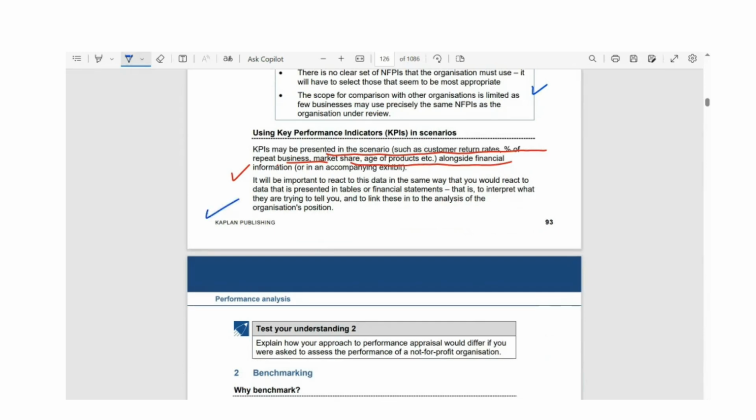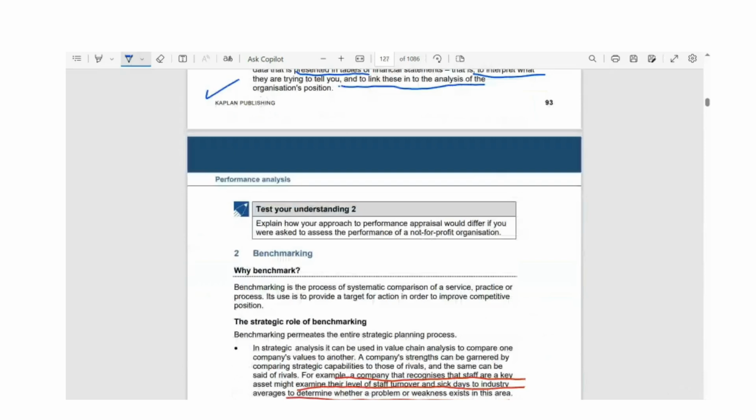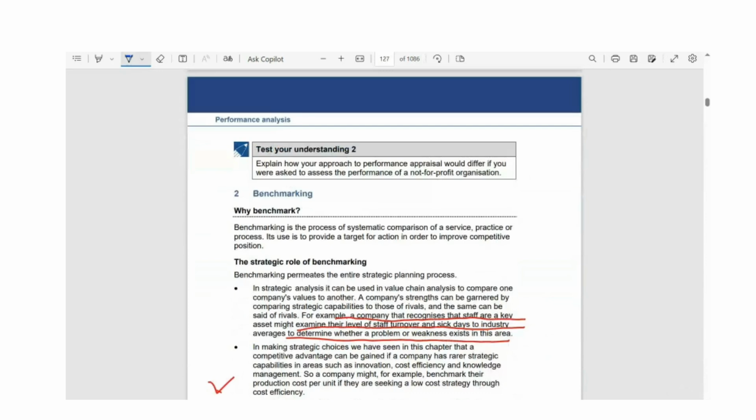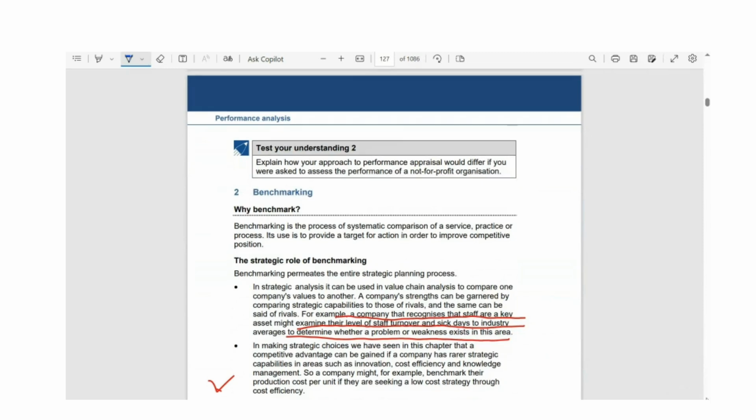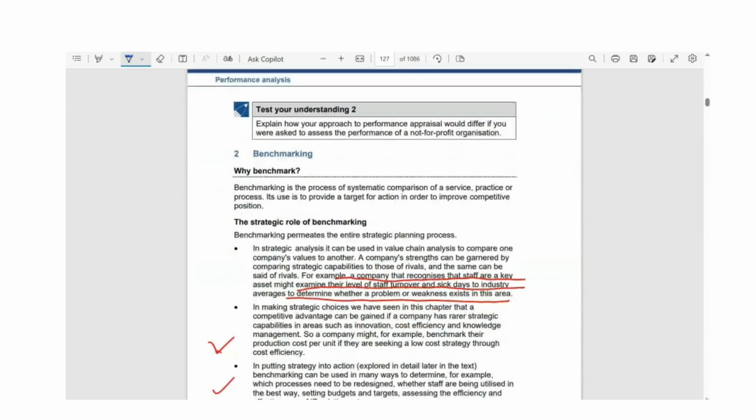It is important to react to the data in the same way you would react to data presented in a table or financial statement: interpret what it is trying to tell you and do that analysis for the organization's position. You have to discuss whatever data you obtain from the question. Use those figures in your answer sheet, bring those amounts and references, not your book knowledge. Link all your answer with the scenario and you gain very good marks. If you just write your own knowledge, they don't need that. They need an answer related to the question paper.